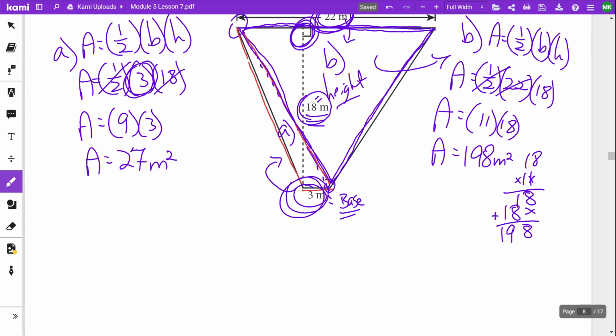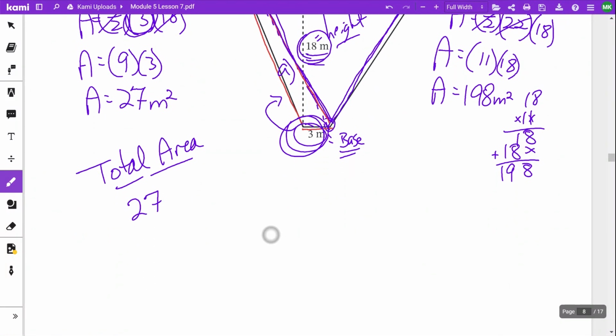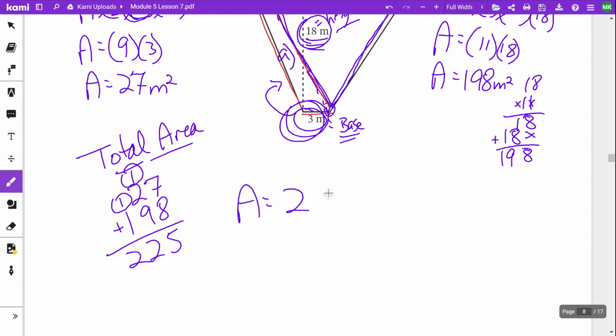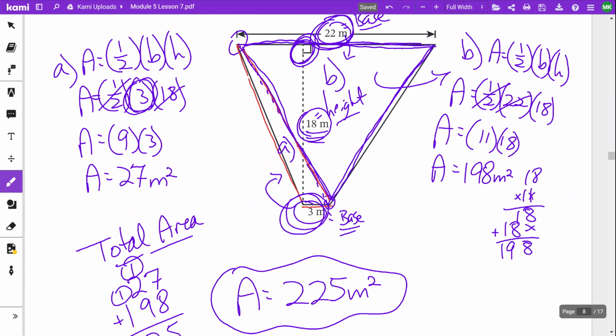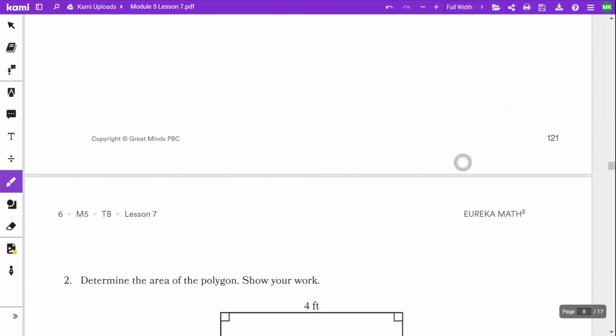Now for the total area, just add them up. I have my 27 and my 198. That's a 15, that's a 12, and that's a 2. So total area is 225 meters squared. There you have it. That's one way of doing it, but it seems to make the most sense, just splitting that trapezoid up into a couple of triangles and finding those areas.